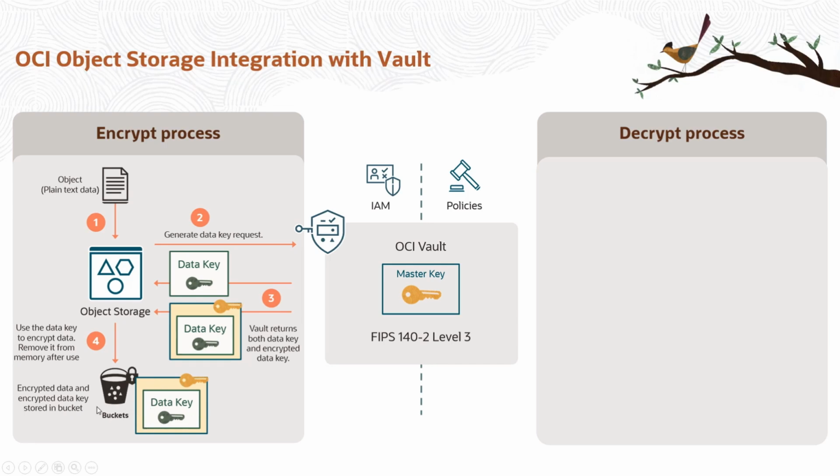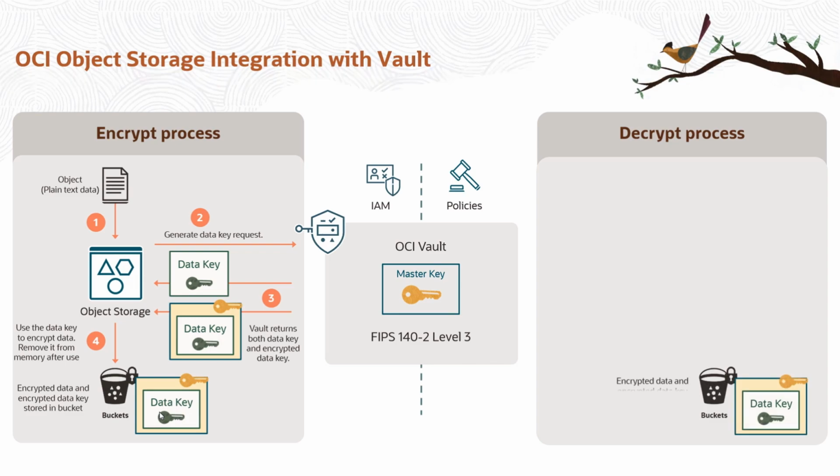So even if somebody, let's say, gets access to these artifacts, both the data and the encrypted data key, they cannot make any sense of it, right? Because the data key itself is encrypted, so it's protected, and your data is also encrypted. It's ciphertext, right? So this is how the encryption process works.